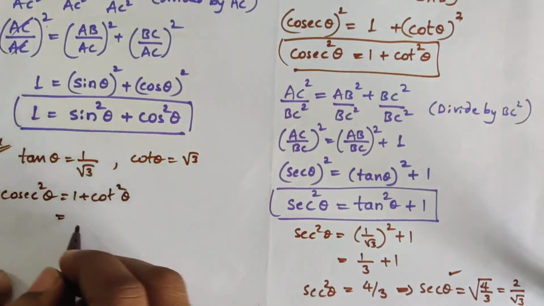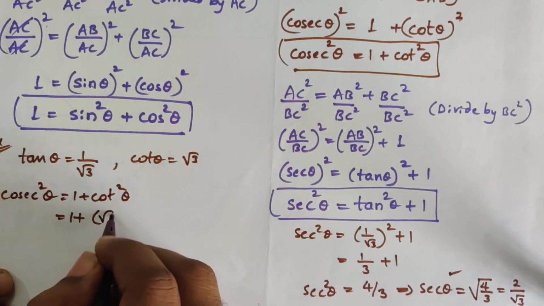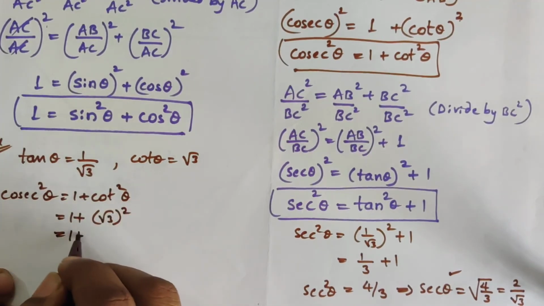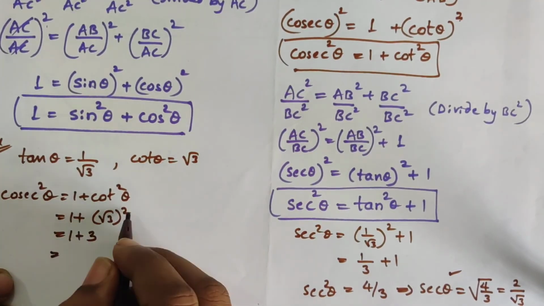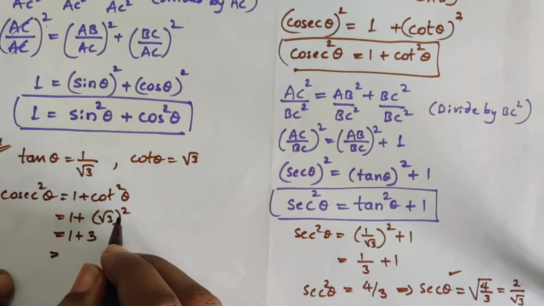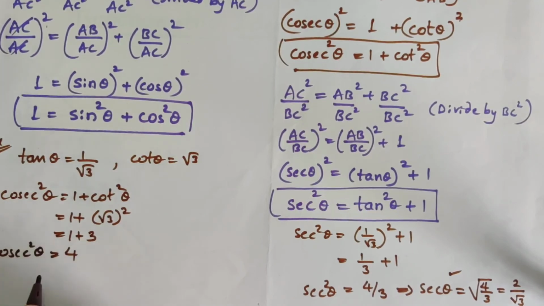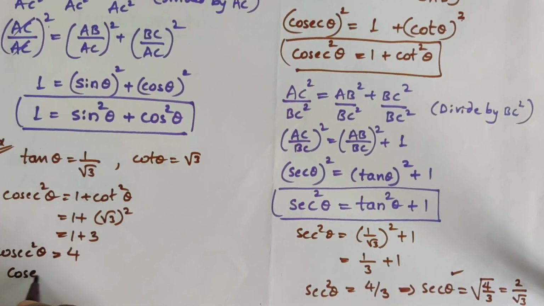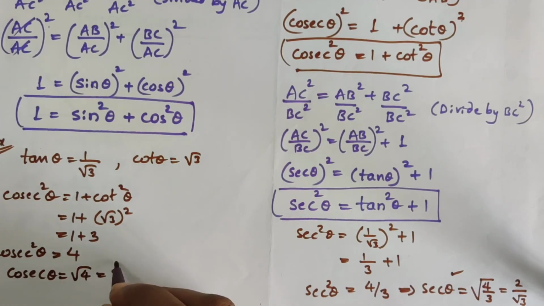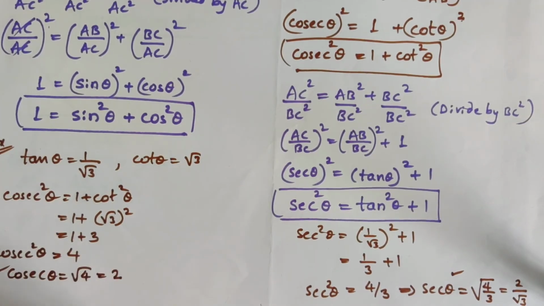You know the cot value, 1 plus cot value is root 3 whole square. So that is 1 plus root 3 whole square, which means root 3 into root 3 is root 9, that is equal to 3. So cosec square theta is equal to 4. If you want only cosec theta, the square root comes on this side, that is root 4, which is equal to 2. So you got the cosec value.